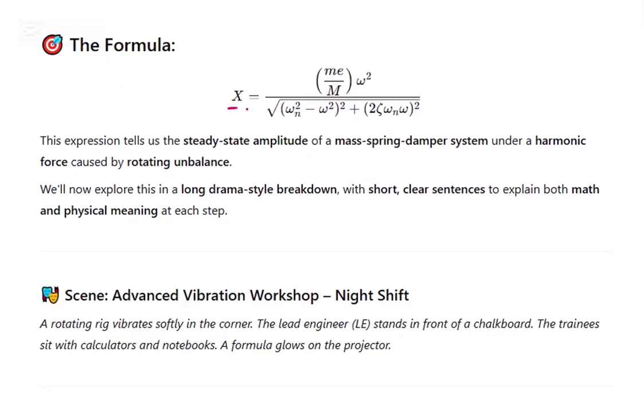The formula for X, that's the amplitude formula. This expression tells us the steady state amplitude of the mass spring damper system under harmonic force, caused by rotating unbalance. We will explore this in a long discussion.